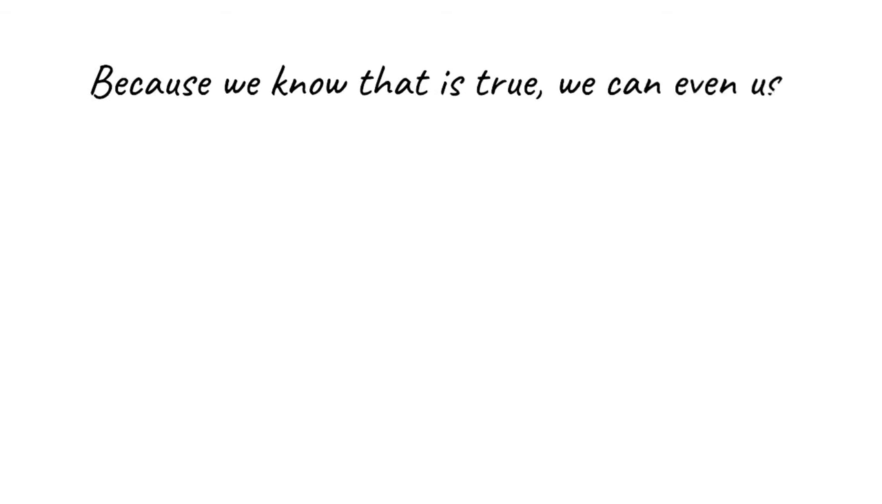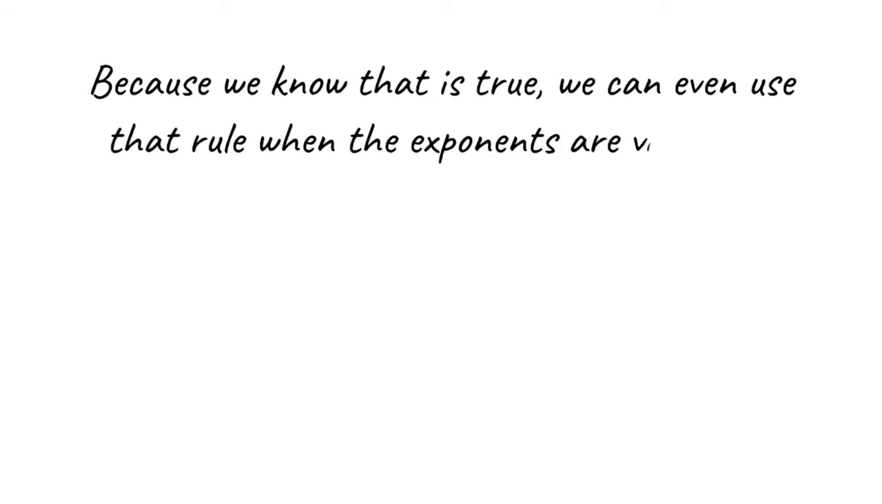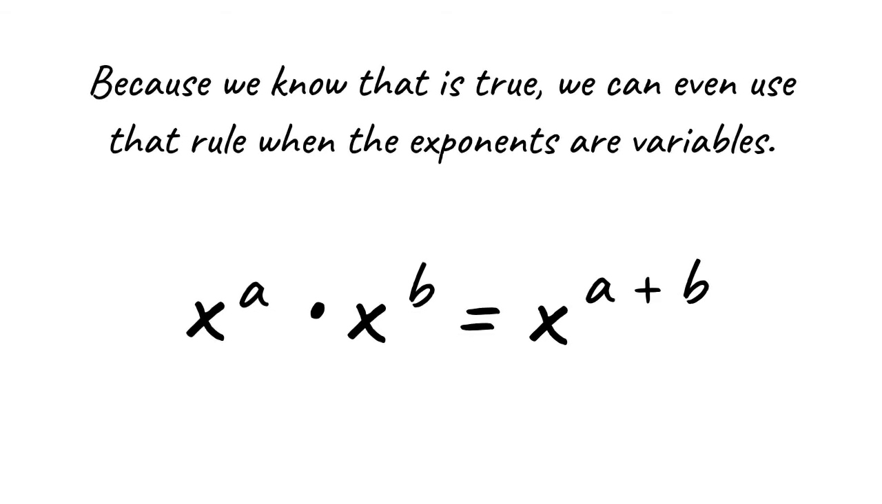Because we know that is true, we can even use that rule when the exponents are variables. We see below that x to the a power times x to the b power is equal to x to the a plus b power.